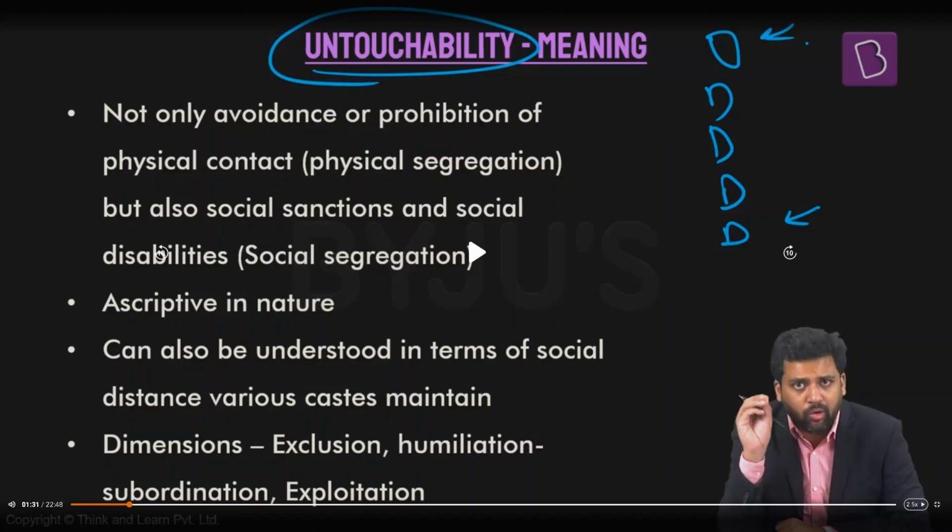Certain communities were asked to carry a stick along with them. Whenever they were walking, they had to erase their footprints with that stick. Or else, if someone else came in contact with that footprint, they would become polluted. So these kinds of notions have existed, and these are all instances of untouchability.